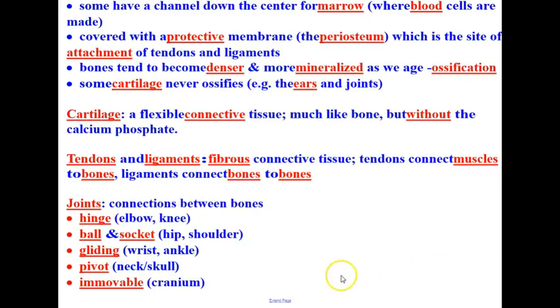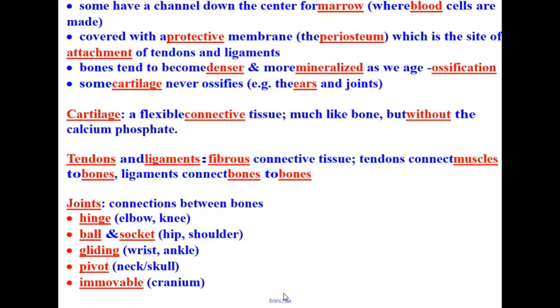And the 5th kind are immovable joints, like in your cranium. When you are born, your cranial bones are actually not connected. And this is, of course, so that you can fit through the birth canal and be born. As you age, those joints fuse together, and they become immovable over time.